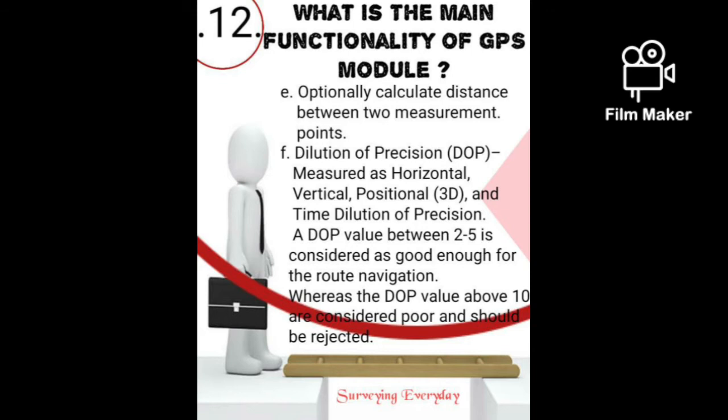Dilution of precision, DOP, measured as horizontal, vertical, positional, 3D, and time dilution of precision. A DOP value between 2 to 5 is considered as good enough for the route navigation, whereas DOP values above 10 are considered poor and should be rejected.